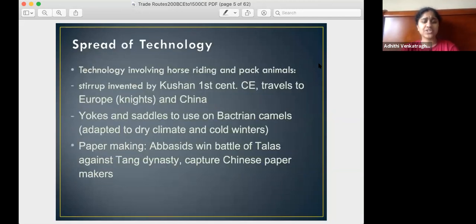The spread of technology. So technology involved horse riding and pack animals. So the stirrup was invented by Kushan in the 1st century CE. It traveled to Europe, which was the knights, and to China. Yokes and saddles were used on Bactrian camels because they adapted to the dry climate and the cold winters. And paper making was by the Abbasid Empire. Remember, we talked about the Abbasids when we talked about Islam, who won the Battle of Talas against the Tang Dynasty and captured Chinese papermakers.